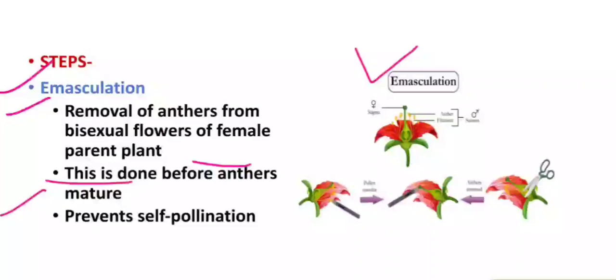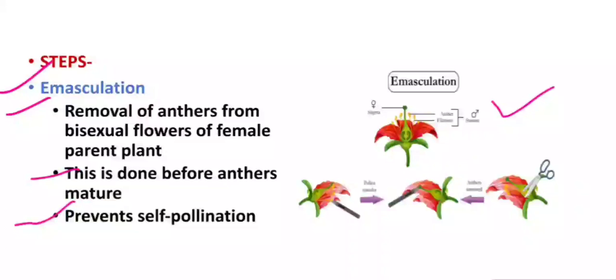Steps of artificial hybridization. The first step is emasculation, which is the removal of anthers from the bisexual flowers of the female parent plant. You have a bisexual flower. Here you can see in this diagram the anther and filament, the stamen part, and the stigma part. If you remove the stamens from it, that will be emasculation. And this is usually done before the anther matures, and this technique prevents self-pollination.